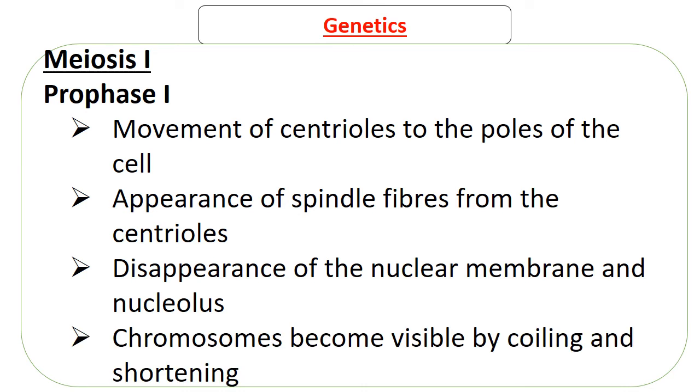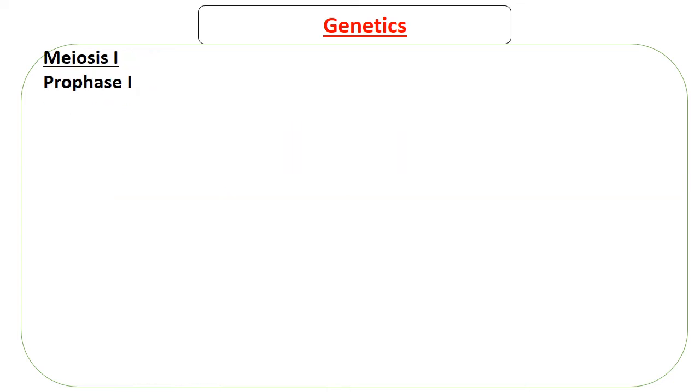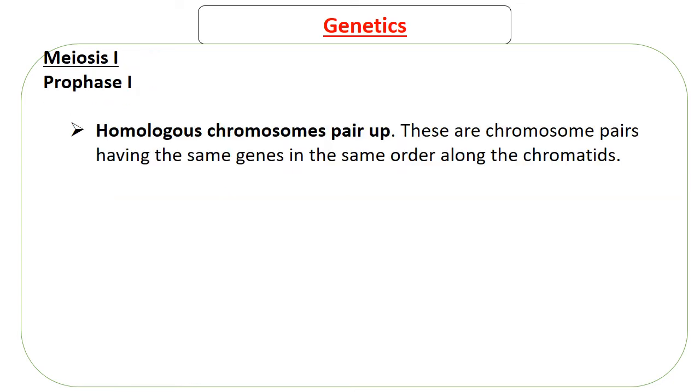Chromosomes become visible by coiling and shortening, just like the prophase in mitosis. Then there is something that happens that doesn't happen during the prophase of mitosis. The homologous chromosomes pair up.